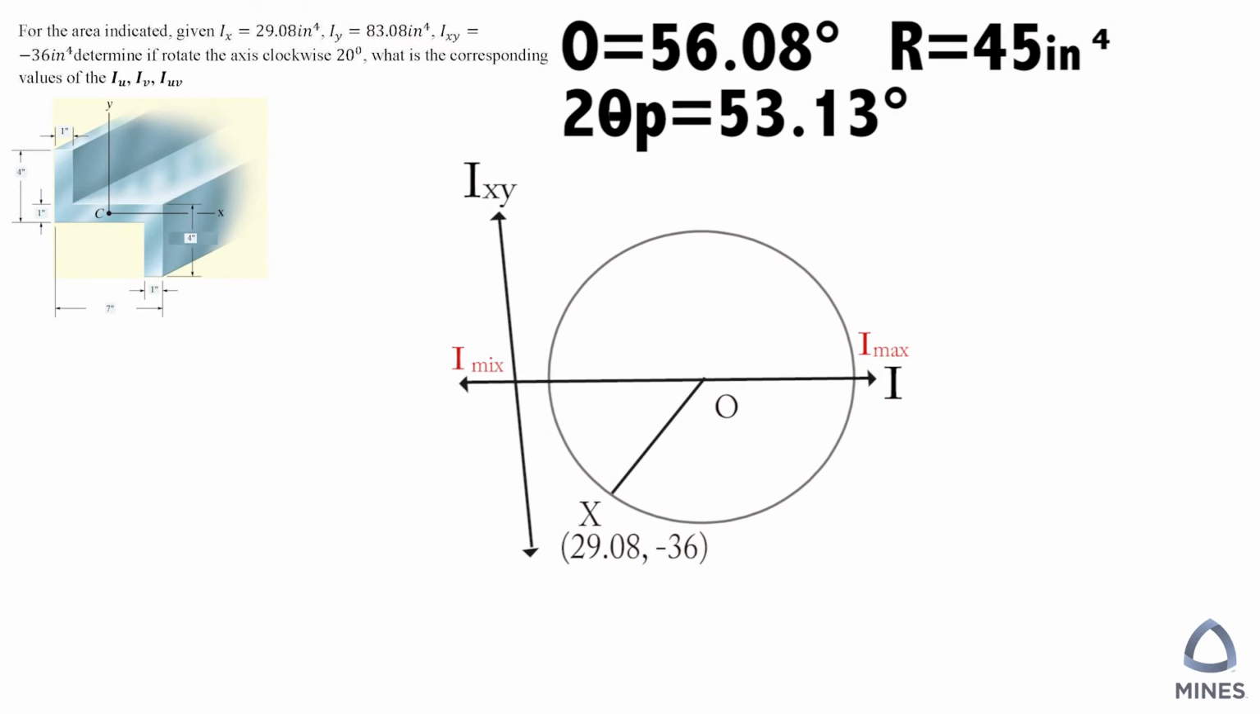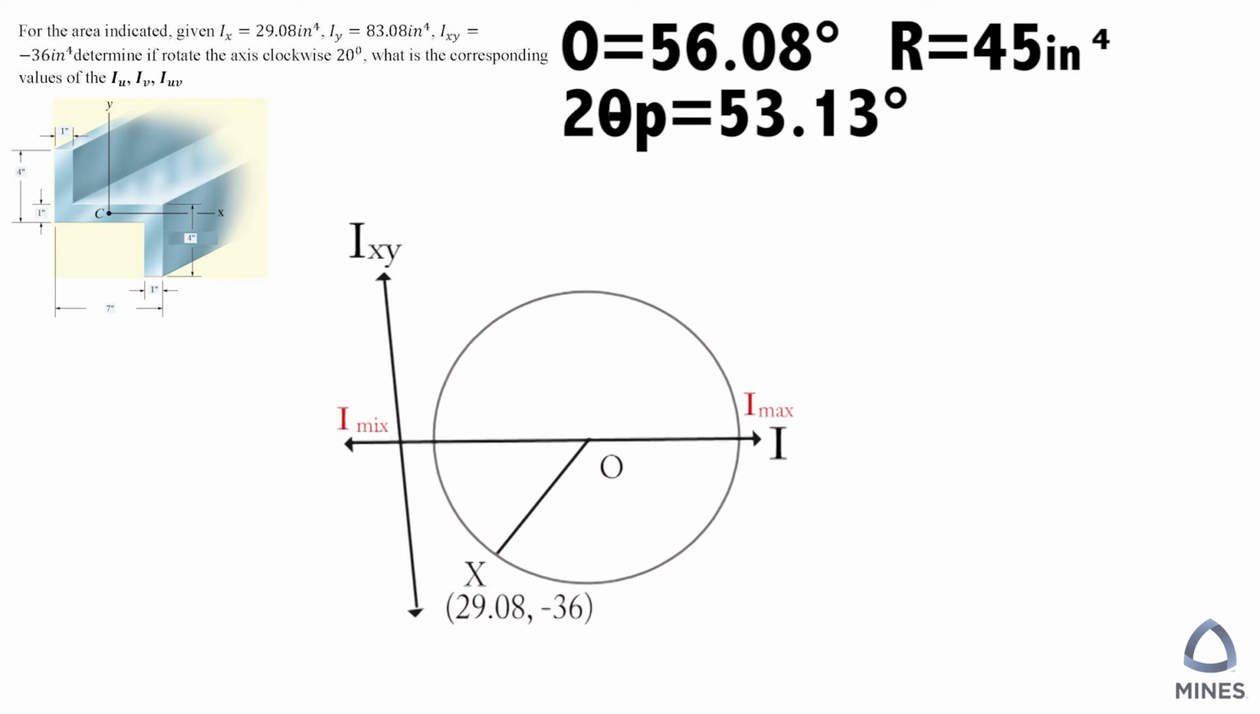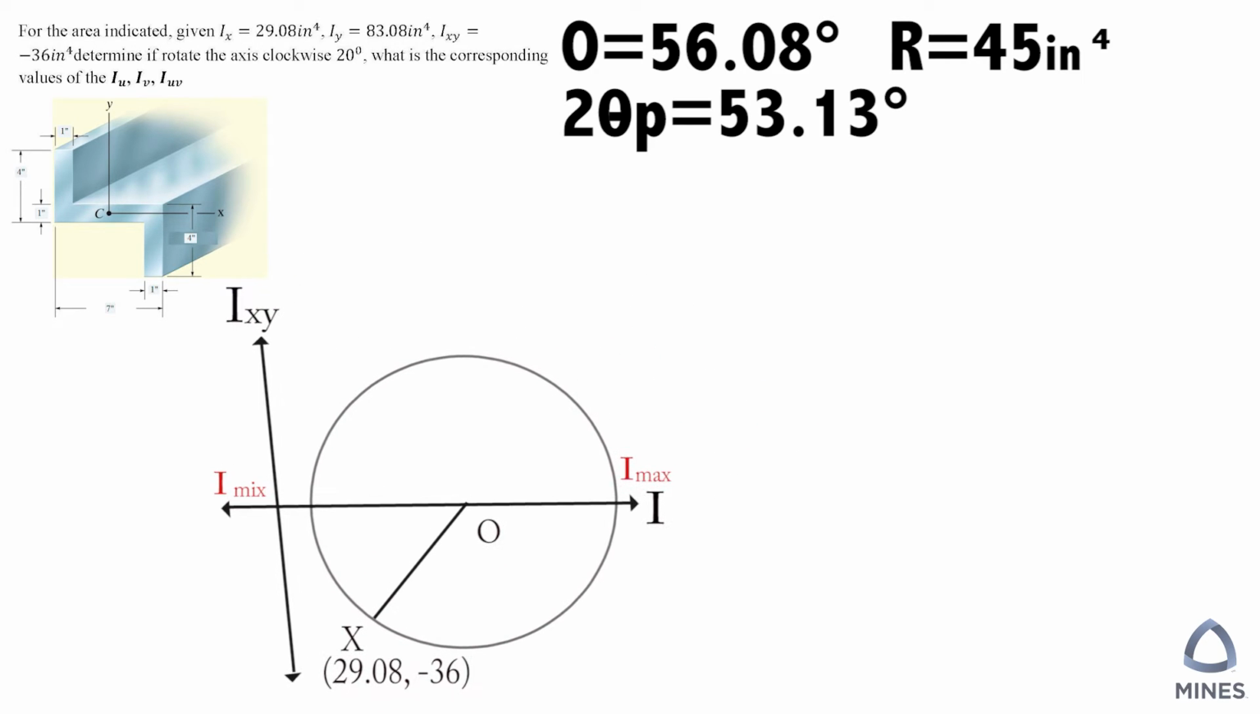So for the same Mohr circle, what we are going to do is try to rotate the axis clockwise 20 degrees. So what does this mean? It means that originally this is going to be our XY axis. What we are going to do is try to rotate the whole coordinate system clockwise 20 degrees to a new axis, U and V.